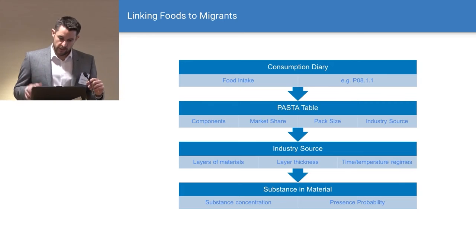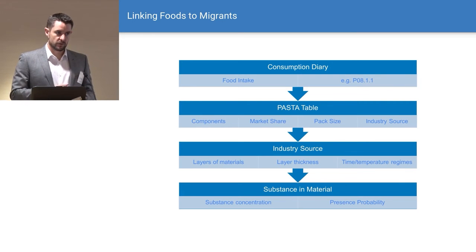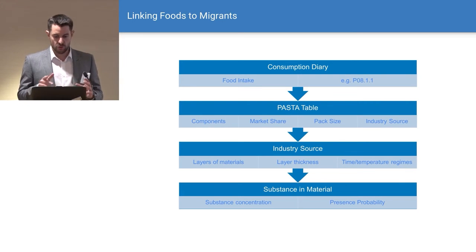So, linking foods to migratory substances again, I want to show how, going through the same data, we pick up all of those inputs that we need for the migration model. So again, we start with our consumption diary. We know that somebody eats a given food, and we know the amount of food that they consume.